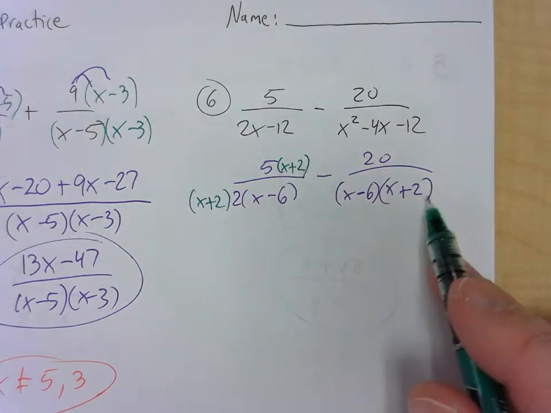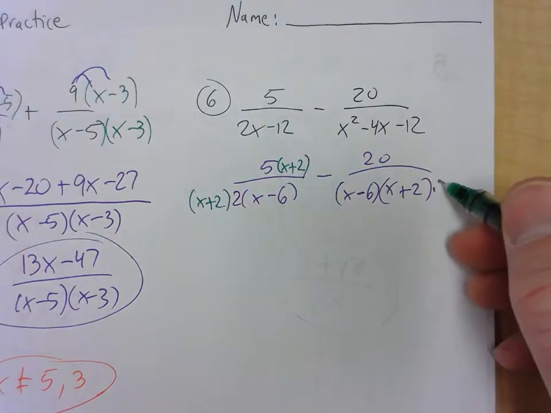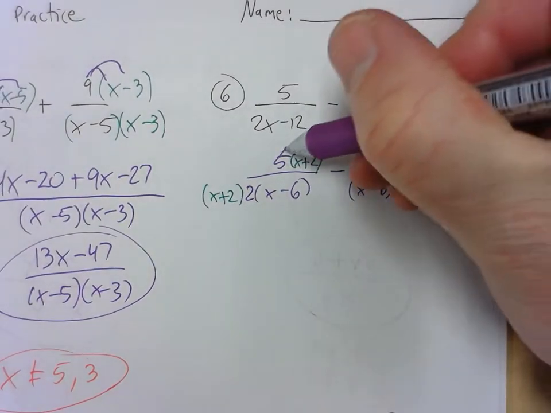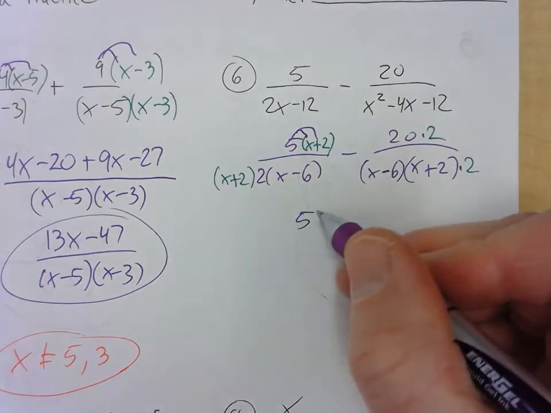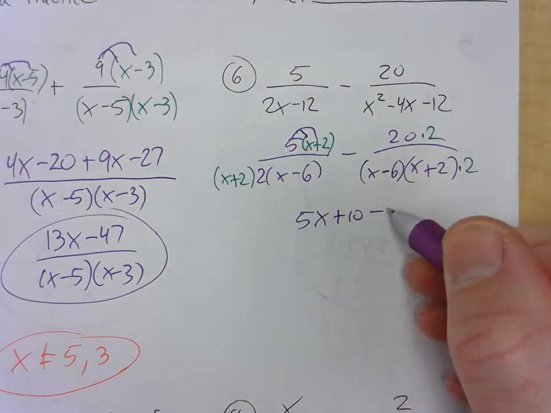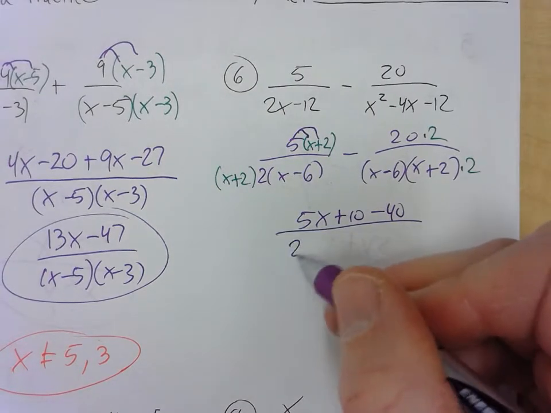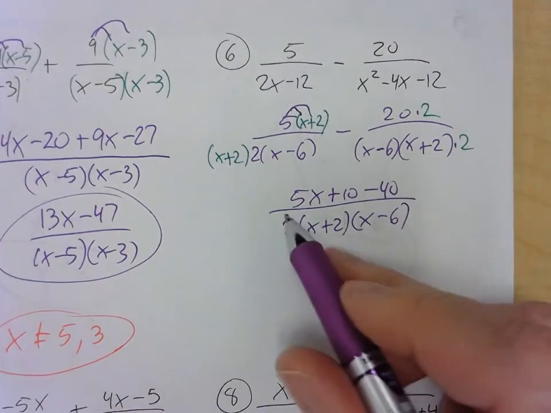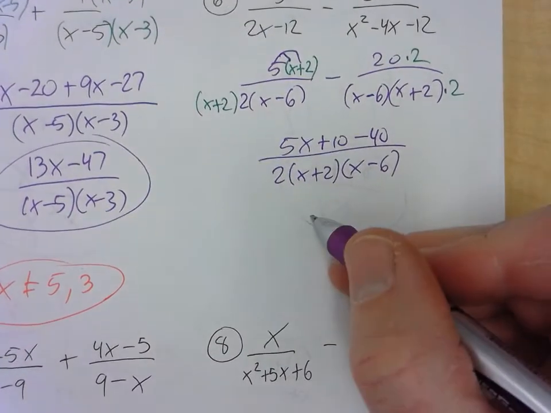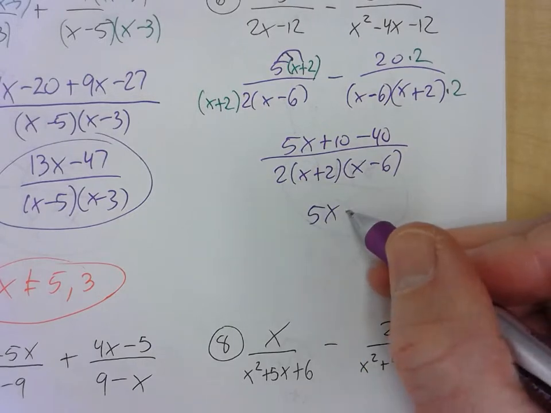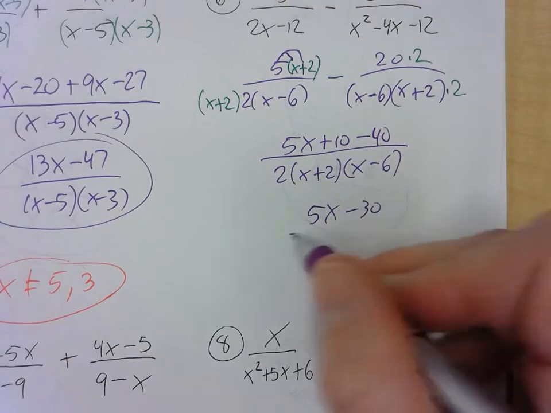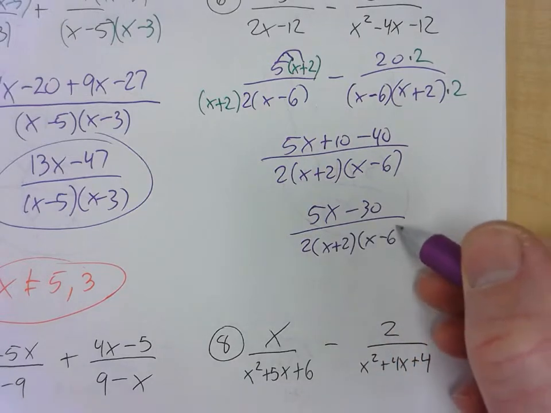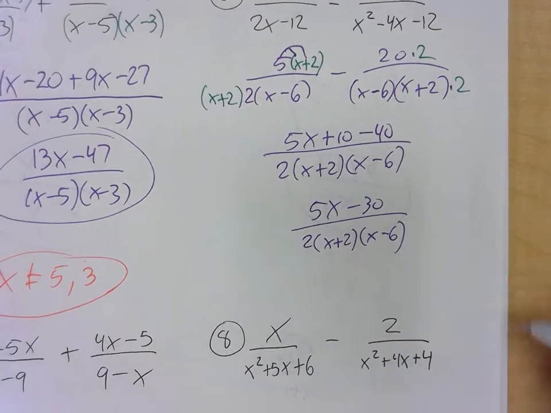Okay, now they're almost exactly the same, except for this one needs a 2 over here, so I'll multiply by 2. Do it on the top and the bottom. Okay, distributing. So I get 5x plus 10 minus 40 over the common denominator, which is 2 times x plus 2, x minus 6. The 40 and the 10 can go together, so it's 5x minus 30 over 2 times x plus 2, x minus 6. And then I have the restriction situation.